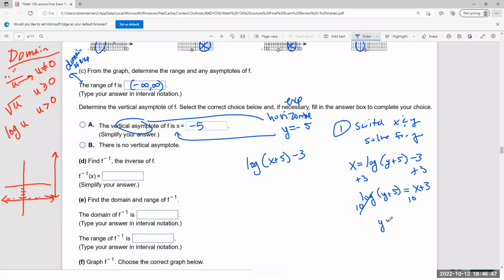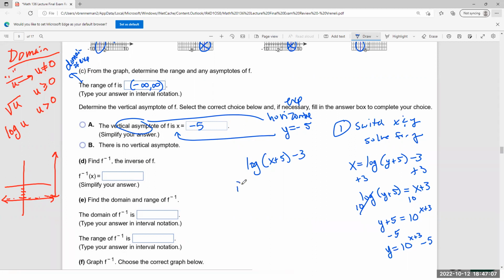So y plus 5 equals 10 to the x plus 3, and then subtracting 5. So 10 to the x plus 3 minus 5. The other way to think about this, as long as the x only shows up once in the whole thing, is I can look at what's happening to x.